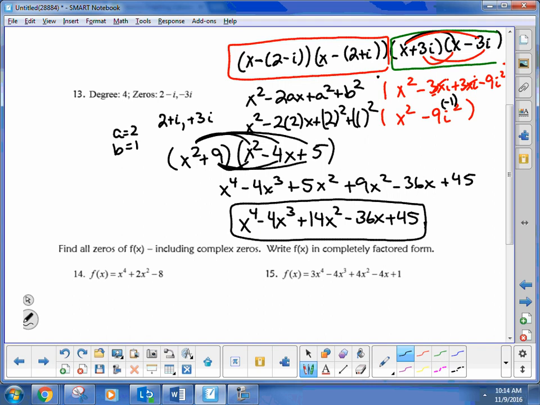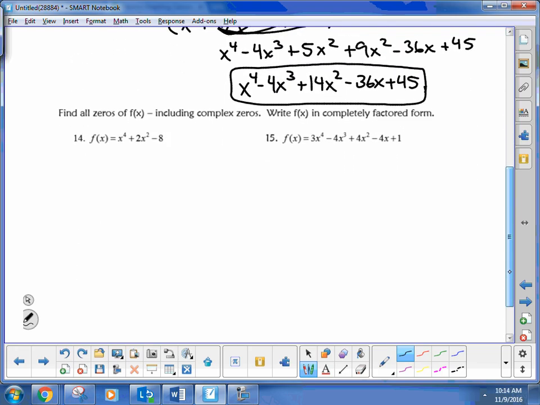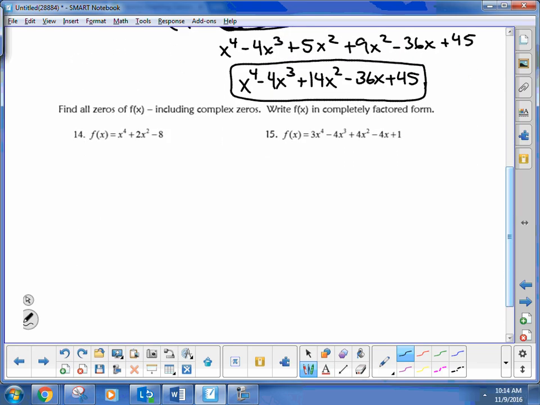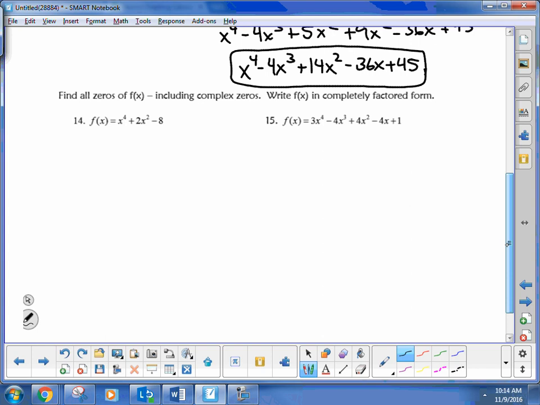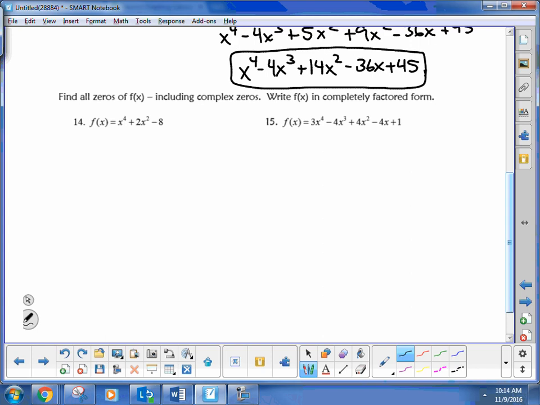All right, let's move forward then to numbers 14 and 15. Now when you're dealing with finding all zeros and they start talking about listing complex solutions, automatically we're going to now encounter something new that we are going to be experiencing, that we are going to have solutions that are real and complex.